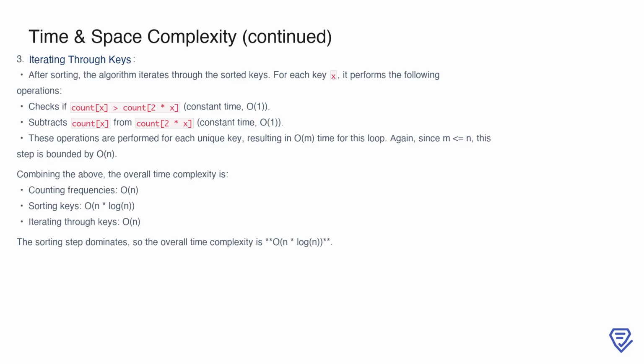Combining all these steps, the overall time complexity includes counting frequencies, sorting keys, and iterating through them. The counting and iteration steps are O(n), while the sorting step is O(n*log n), which dominates. Therefore, the overall time complexity of the solution is O(n*log n).